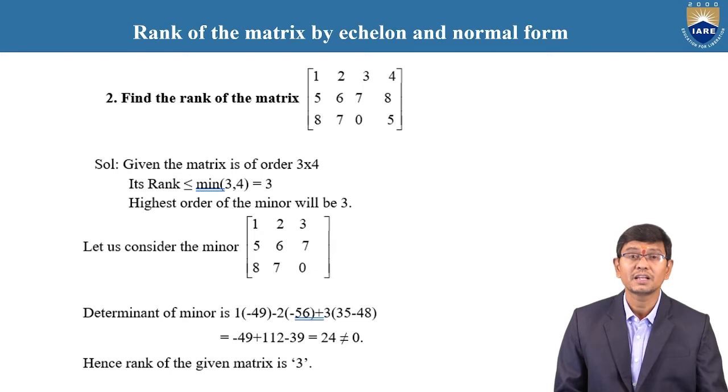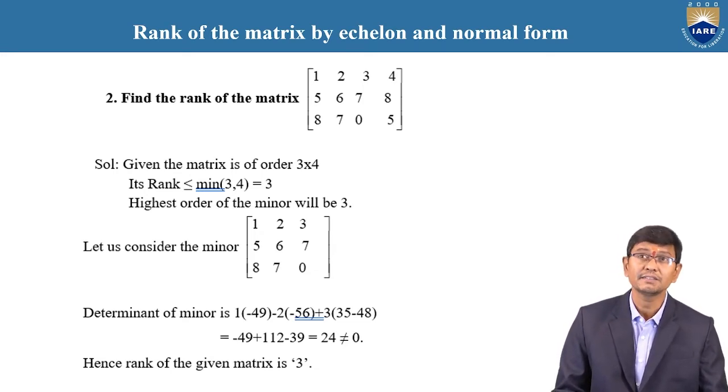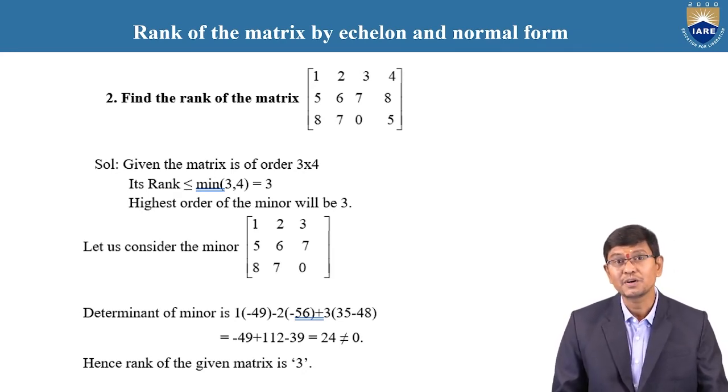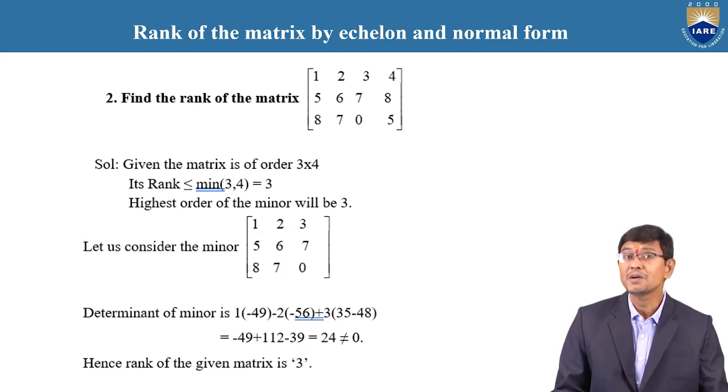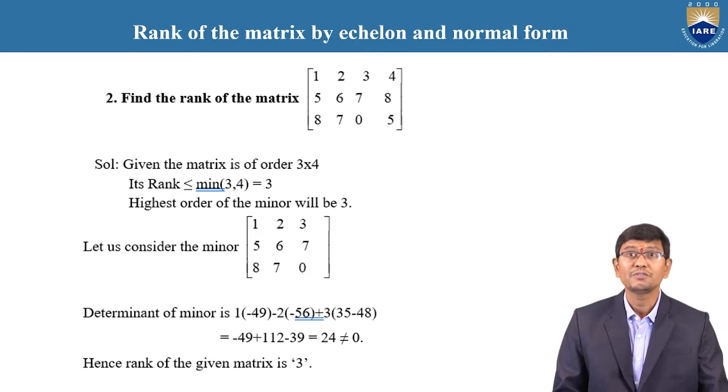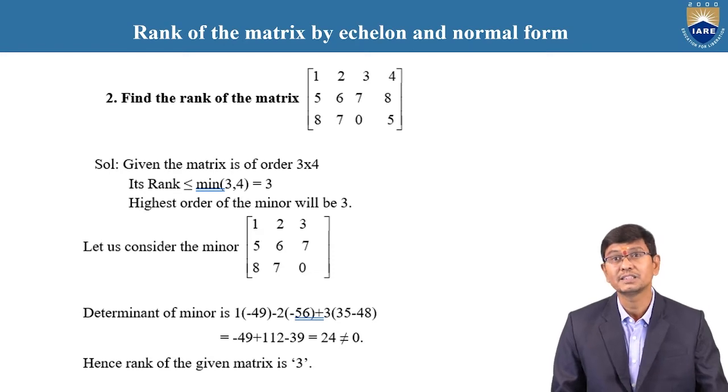Now we'll go on to discuss one other problem. Find the rank of the matrix 1, 2, 3, 4; 5, 6, 7, 8; 8, 7, 0, 5. According to the property, the rank of A is less than or equal to the minimum of M comma N. Here M, the number of rows, is 3, and N, the number of columns, is 4. Therefore, the rank is less than or equal to the minimum of 3 comma 4.